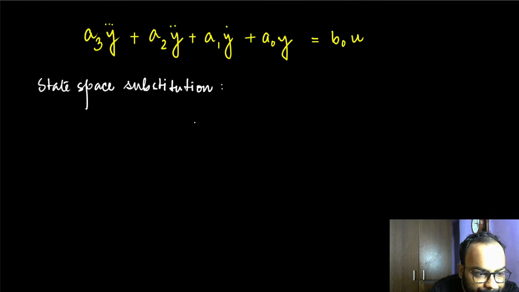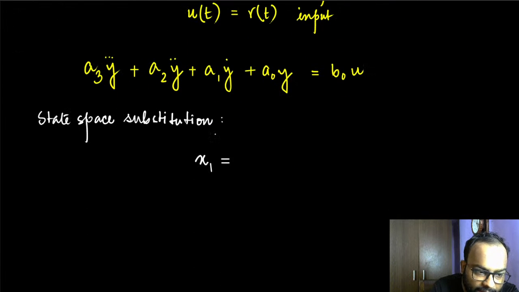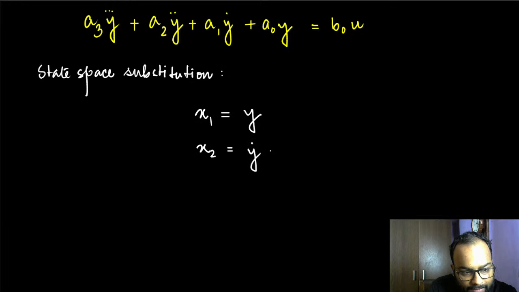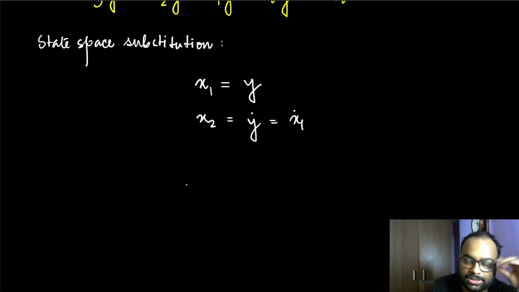So the substitution is very simple. We consider a variable x1, and we assign it to the output variable. What is the output? That's y, right? And there are two more things. We need to consider another variable x2. Now, these might seem ad hoc right now, but these are very standard. That will be assigned to the first derivative of y, which in turn is the first derivative of x1. Again, these are just assumptions. So we are going to do substitutions.